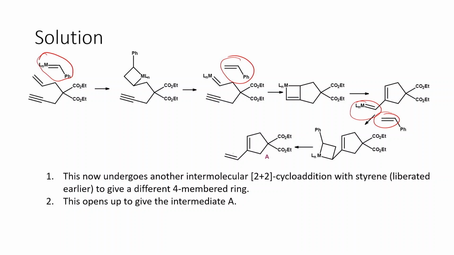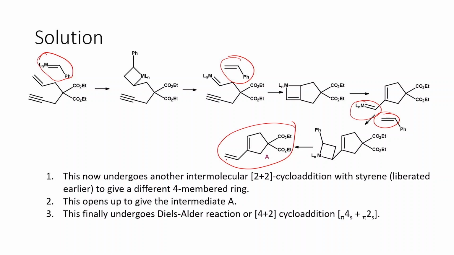So we can say that the first step is the oxidative addition and the last step is the reductive elimination. The reductive elimination of the metal catalyst takes place. That means it is regenerated, and now it can undergo the second cycle. So we end up with the intermediate A. In this intermediate, we have a cyclopentene system with the exocyclic double bond.